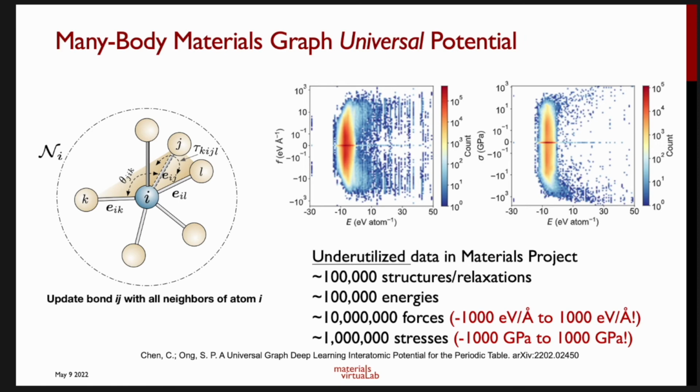we have done about 100,000 structural relaxations. We have easily more than 100,000 energies. We have close to more than 10 million forces and 1 million stresses, right? So this is, by definition, the big data set that everyone is looking for, right? And we can just throw all this data into this graph-based representation of materials and build a machine learning model that can essentially predict the energy and forces based on just the coordinates of the atoms alone, right?